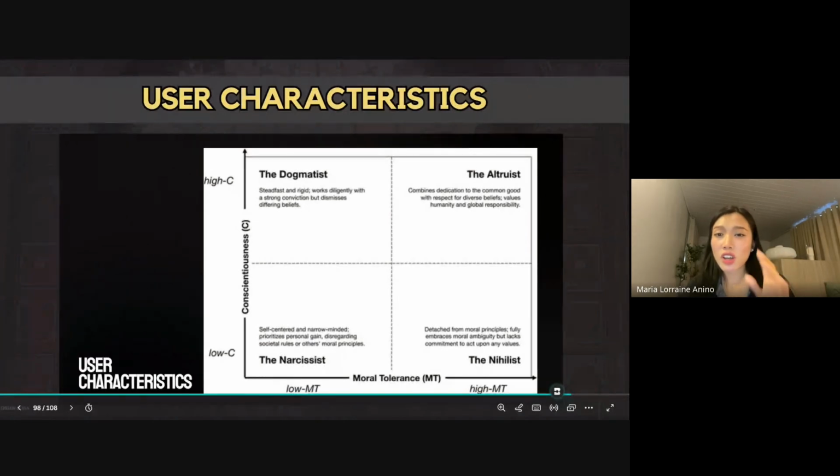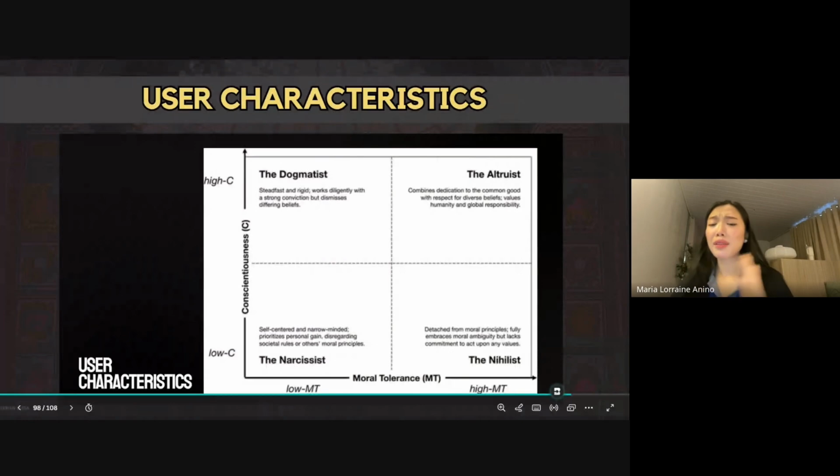We have conscientiousness, meaning how responsible, how mindful, and how consistent we are when it comes to using social media, as well as moral tolerance, or MT, meaning how much you respect or accept different beliefs and values, and how you recognize different perspectives that are everywhere, online or offline. Moral tolerance, that's how we refer to it.